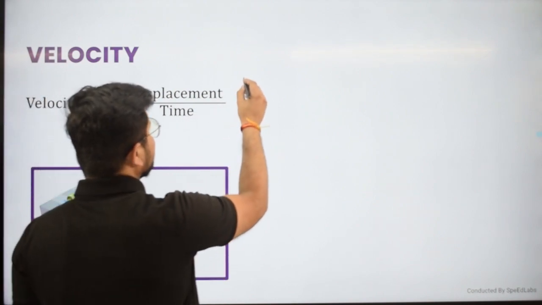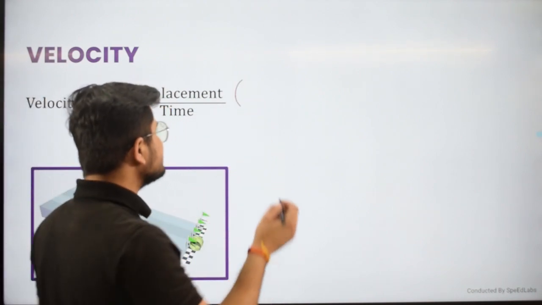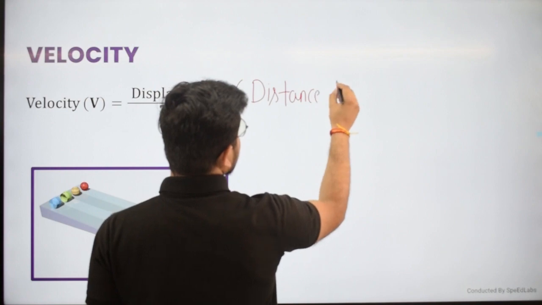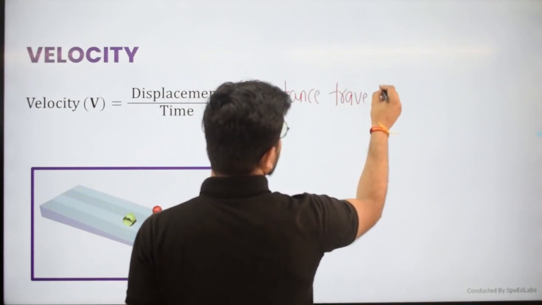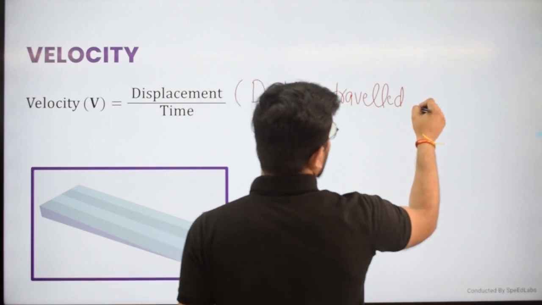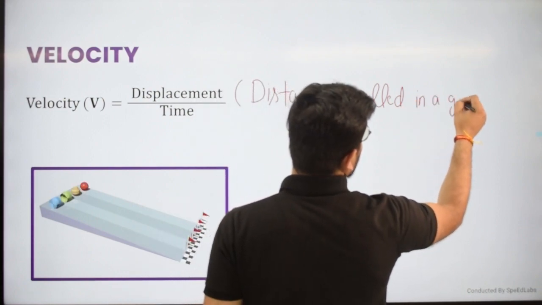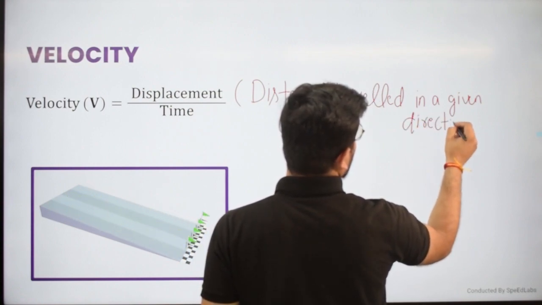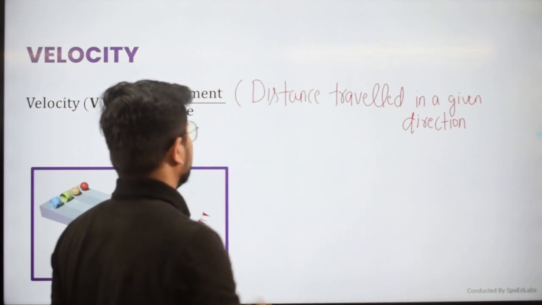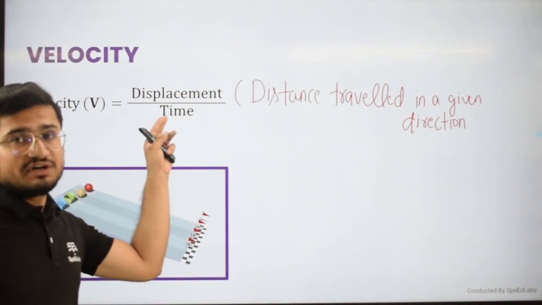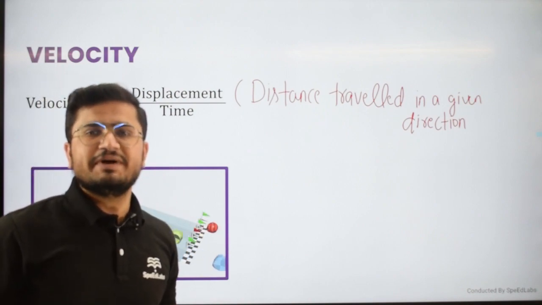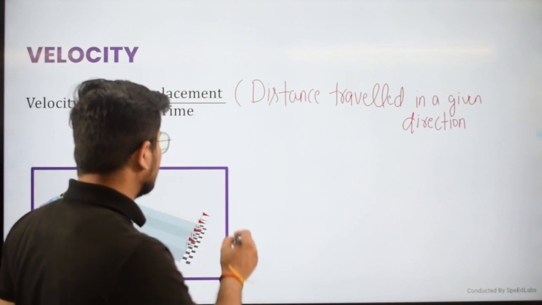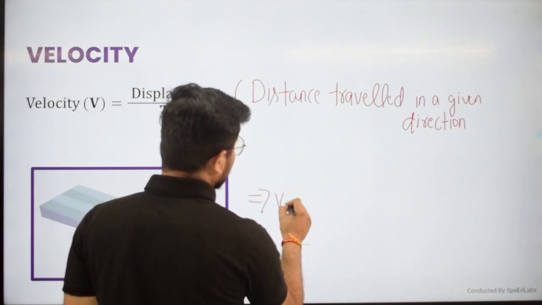So rate of change of displacement. Okay, and we can also write like this. What is displacement? Distance traveled in a given direction, upon time, as it is. So one more thing, you all know displacement is a vector quantity. Speed is a scalar quantity, and velocity is a vector quantity. I'm writing here, vector quantity.